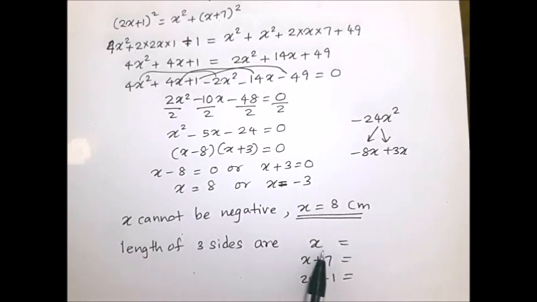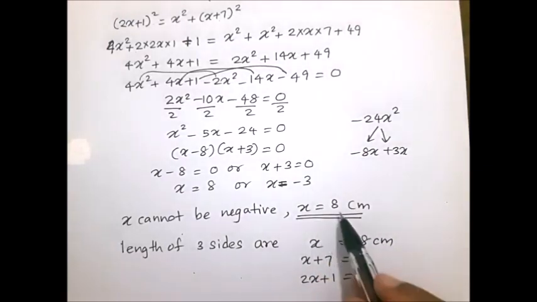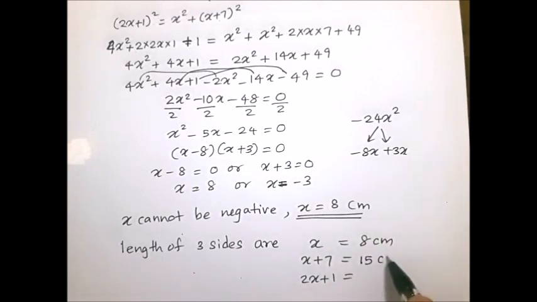Now length of 3 sides are x equal 8 cm. Second side x plus 7, 7 plus 8, 15 cm. 2x plus 1, 2 multiplied by 8, 16 plus 1, 17 cm. This is the answer for 7th question.